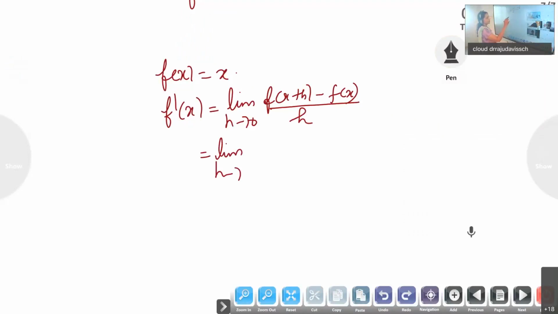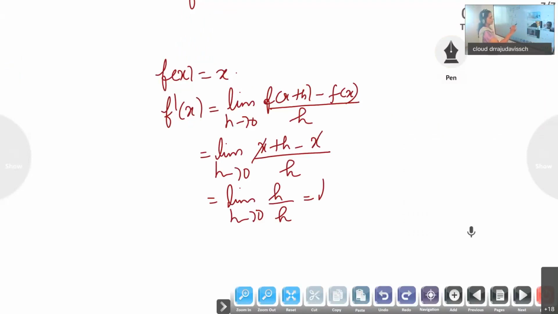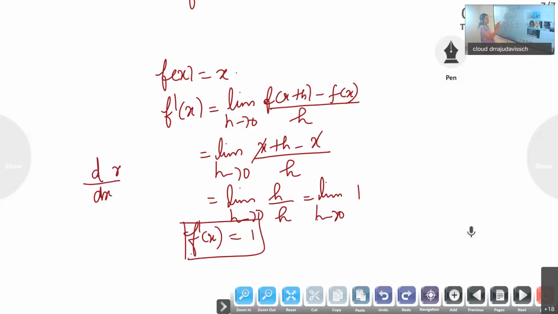F of x plus h means it is x plus h minus x by h. So these two will get cancelled. So which is same as limit h tending to 0, h by h. So it is same as limit h tending to 0 of 1. So f dash of x is 1. So the derivative of x is 1. This is the formula. In other words, you can write d by dx of x is 1.